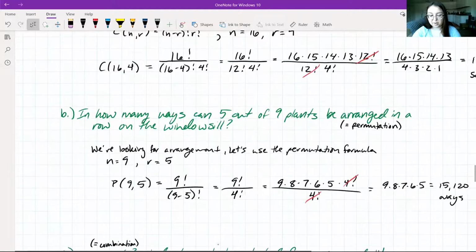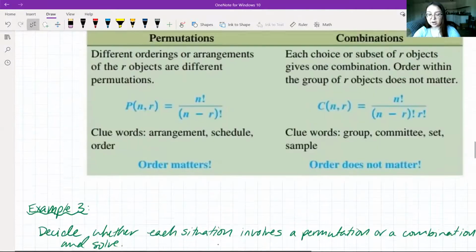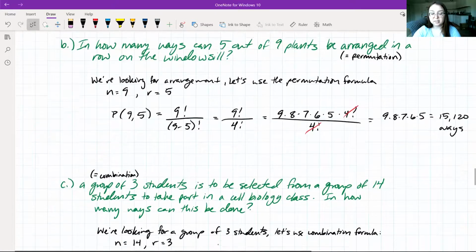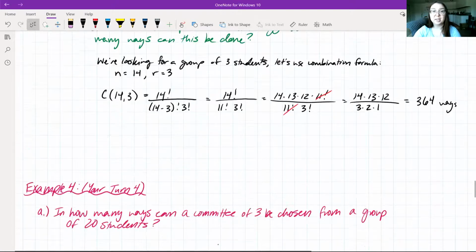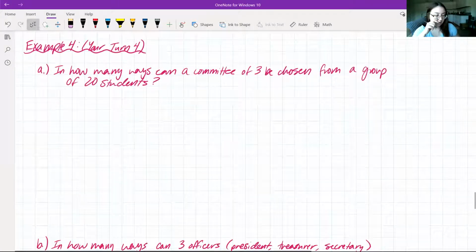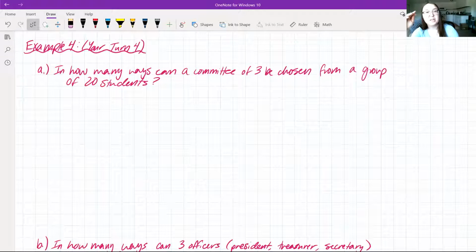All right, so that was purely just identifying what kind of clue words we need so we can decide on what kind of formula we can use, whether it be permutation or combination. All right, so moving on to our next example, we have example 4, which is also your turn 4. And what we're going to do is read each scenario here, and then we're going to solve.